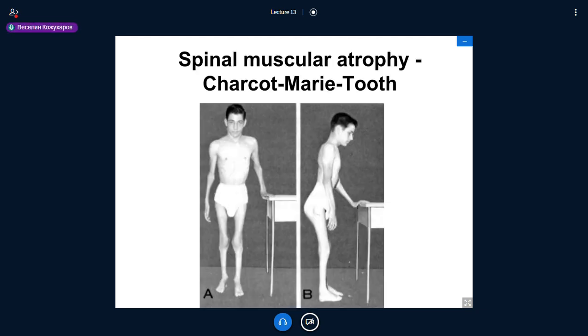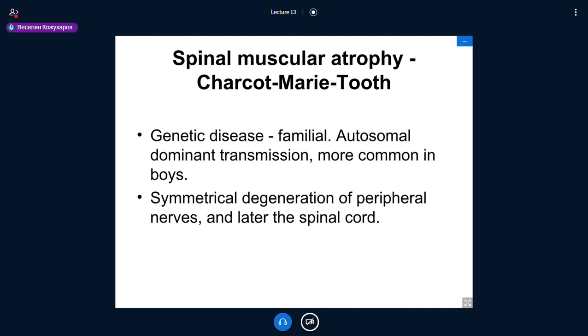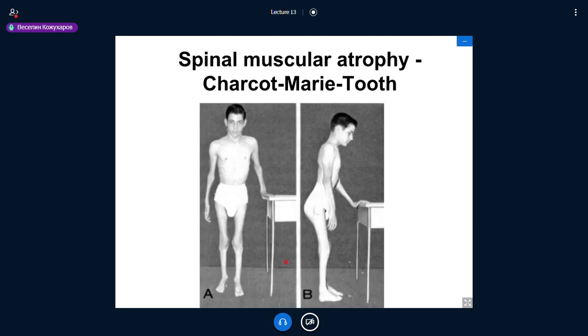The disease starts from childhood, and with the growing of the kid, it affects additional muscle groups from distal to proximal. This is the reason for the typical appearance of the patient suffering from Charcot-Marie-Tooth muscular atrophy.